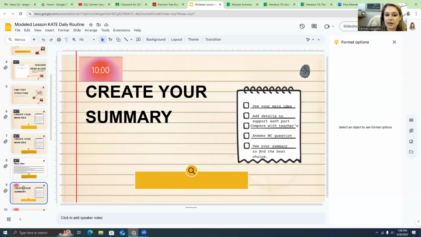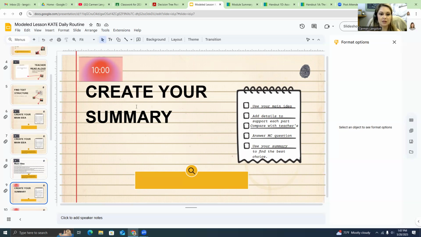Next, we're going to create our summary. In order to create the summary, we're going to keep our main idea what it was, and we're just going to add supporting details for our cause and supporting details for our effect so that we make sure we have a proper summary with just the details that we need. So the steps are: use your main idea, add details to support each part, so we have the cause and the effect, and then you're going to compare with mine, and then we'll answer a multiple choice question. And we'll use our summary to find the best choice, the same way we did with the main idea.